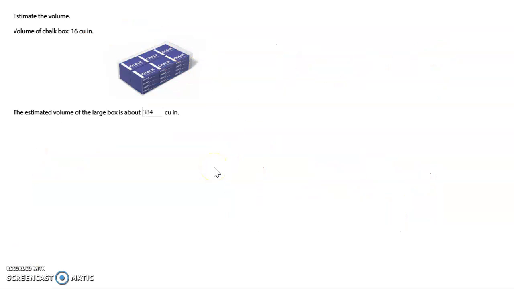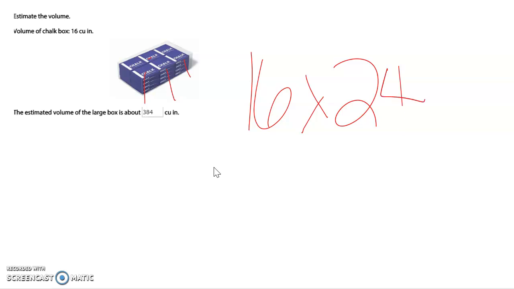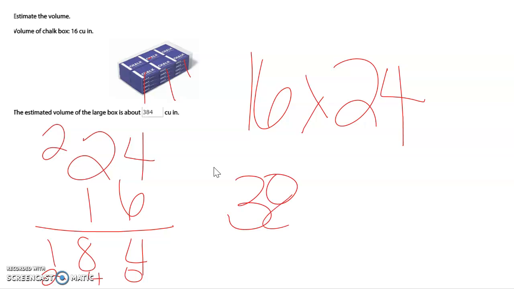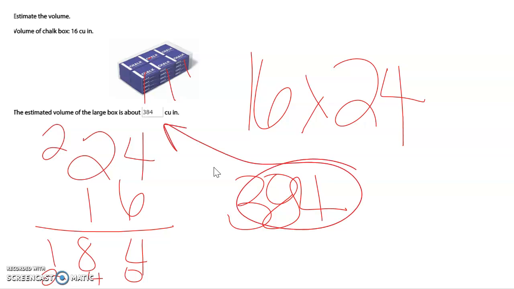Okay, here's another one. The volume of a box of chalk, 16, multiplied by how many we have? We have 4 in one, so 4 times 6 gives us 24. And so you would have to stack it on top of one another. So we get 4 here, carry our 2, 12, 18, put a 0 here, then we get 4, 2, and our answer is 384 cubic units.